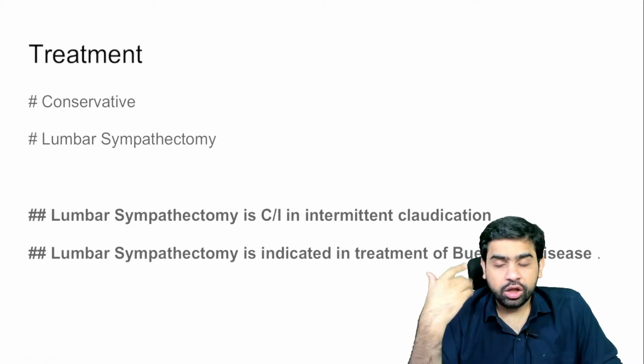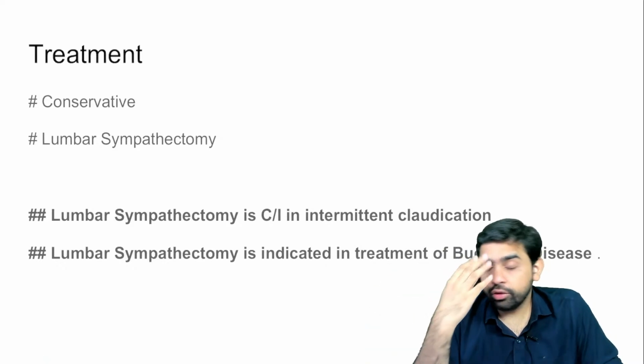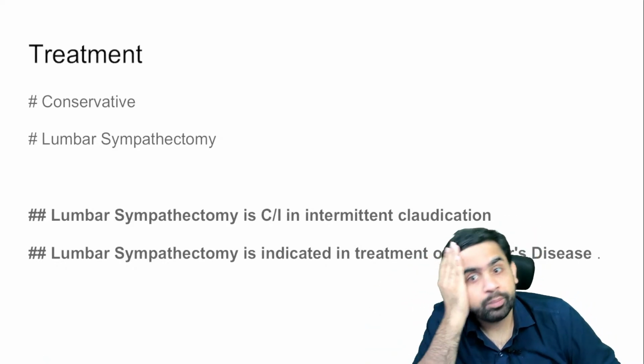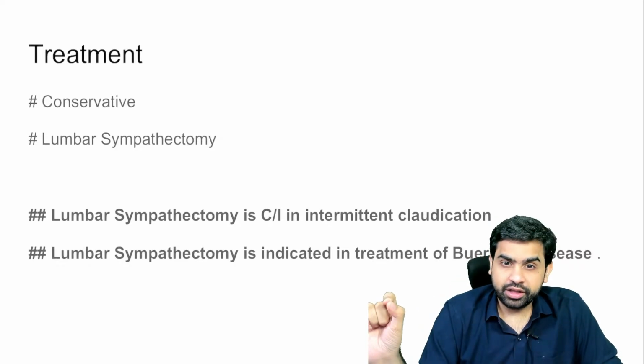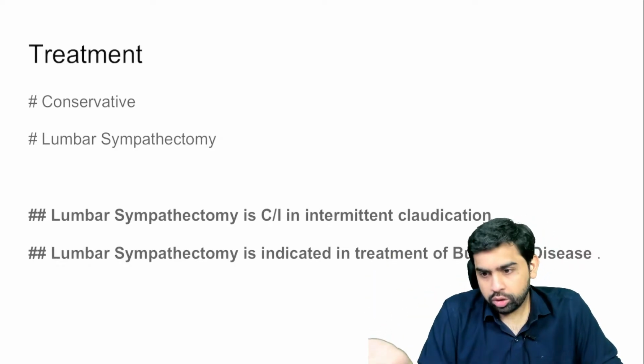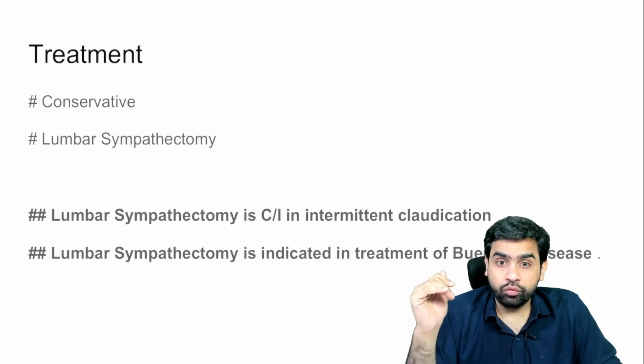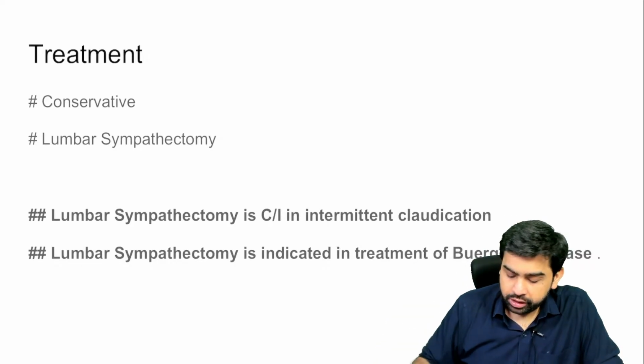What about the treatment? So, conservative. Ask the patients to stop smoking. You can give the patients calcium channel blockers. You can give the patients pentoxifylline. All these things can be tried, but they're not that effective. Stop smoking. That is the least the patients can do for themselves. Then the treatment is lumbar sympathectomy.